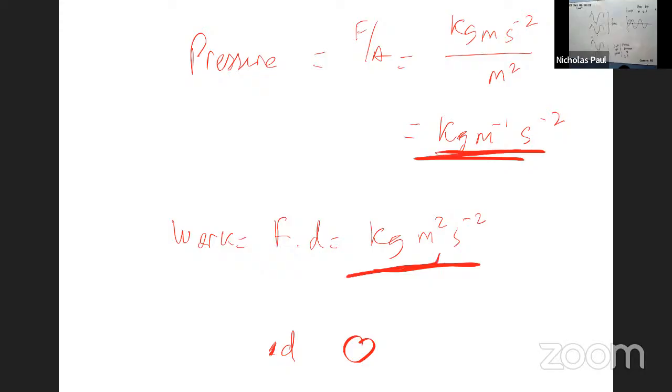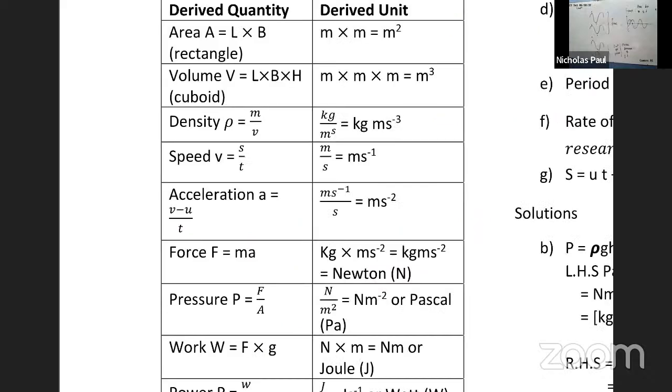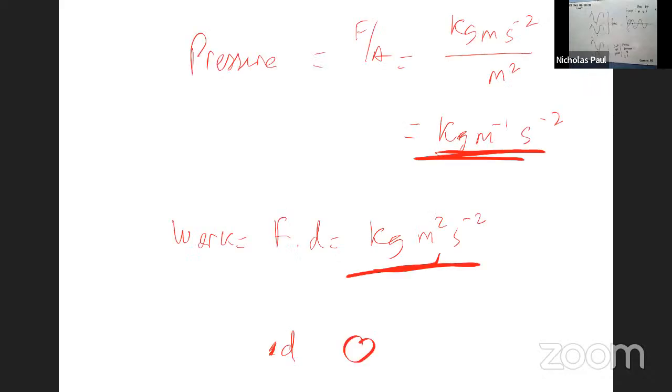Why do we need this now? Why do we need to do this? So I want to show you why we need it. Remember, work will be kg m s to the minus 2 by m, by m squared.